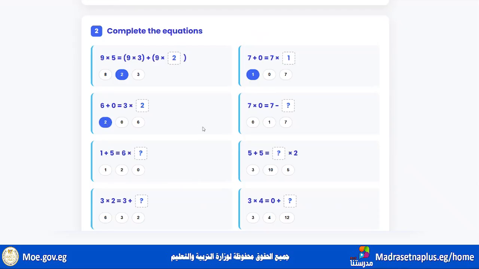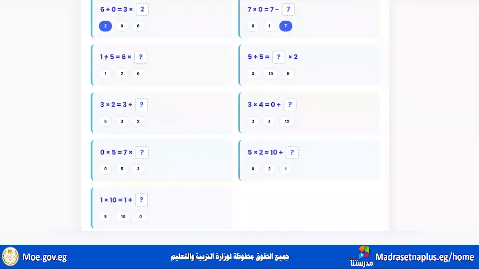3 times 2, sorry. Yeah, it's a trick. 7 times 0 equals 0. How to get 0? 7 minus 7. 1 and 5, 6. 6 times what equals 6? 6 times 1. Double. Commutative.